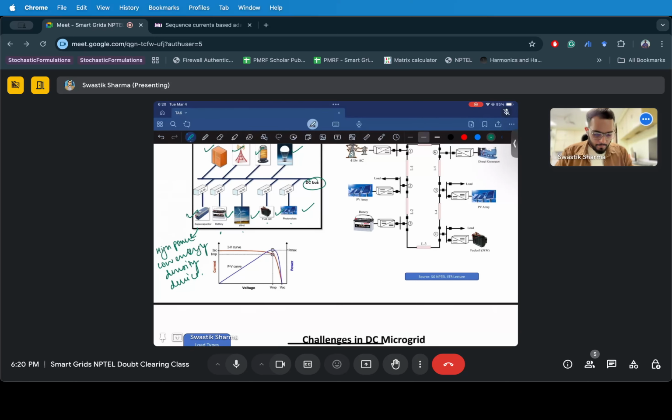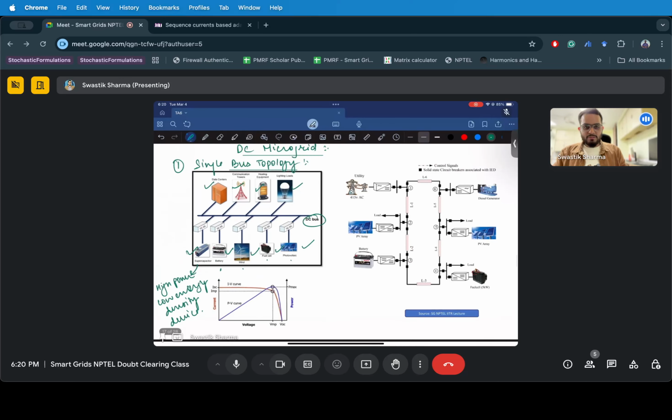Then you can have multi-bus topologies as well. I have not shown it over here, but in a multi-bus topology, instead of a single bus, you can have one more bus in which you can have different loads and generation connected, right? And you can have a ring main topology as well. Just like your ring topology in a distribution network, this is the same thing, that they are connected across a circular network, right? A mesh network.